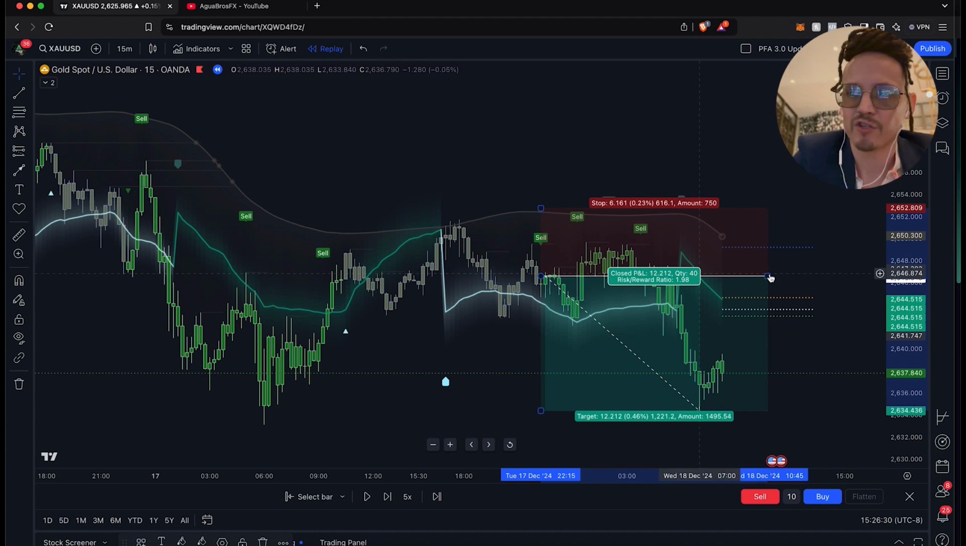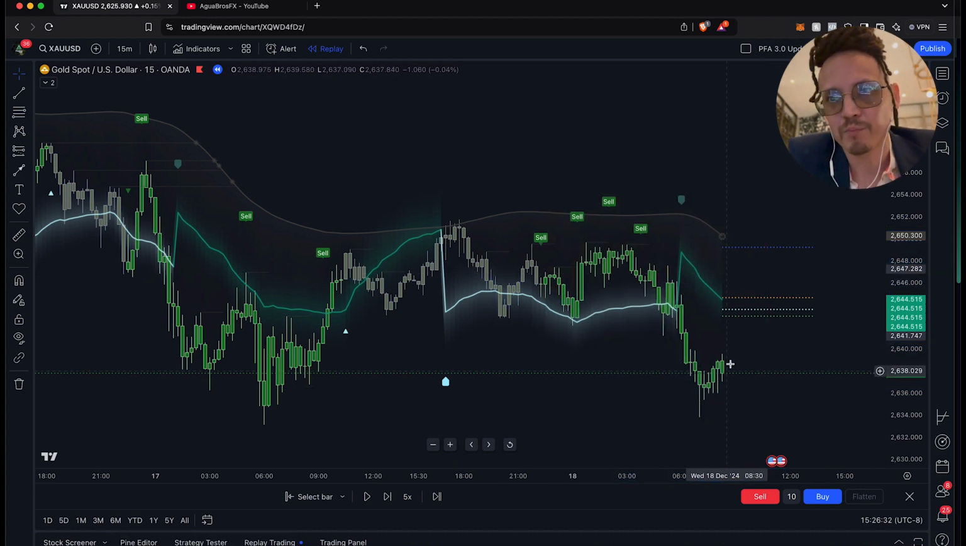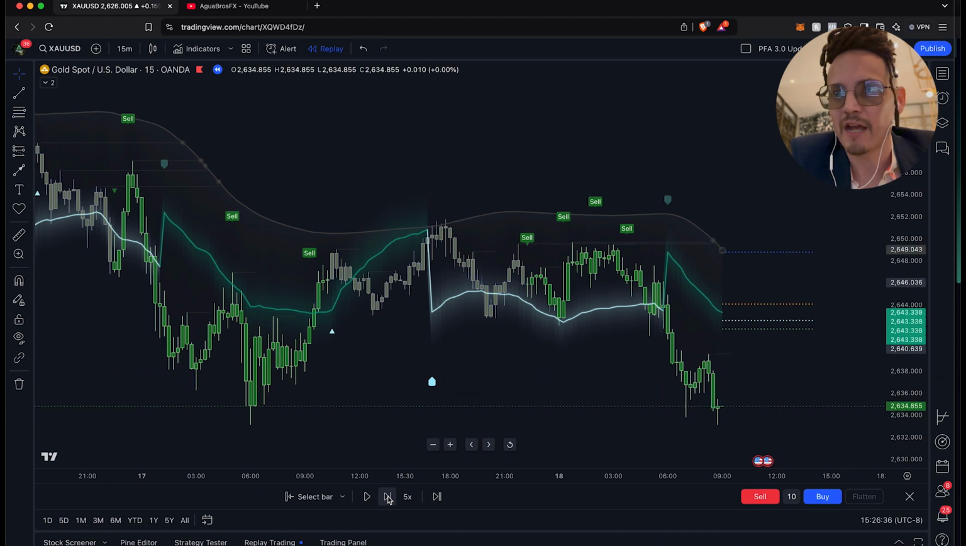But let's continue on the strategy. And you're going to see that once price touches this institutional entry line, we're going to get another entry.